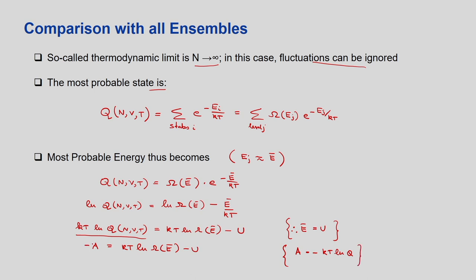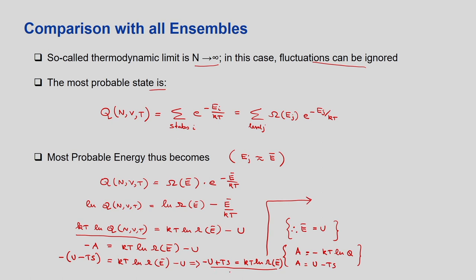Or what I can do is write A equal to U minus TS, then it will be U minus TS equal to kT ln of minus U. Just open the bracket, you will get minus U plus TS equal to kT ln. Now, this expression, I am writing it here.